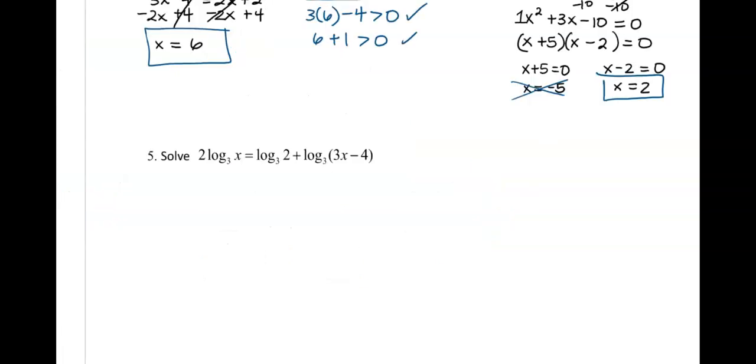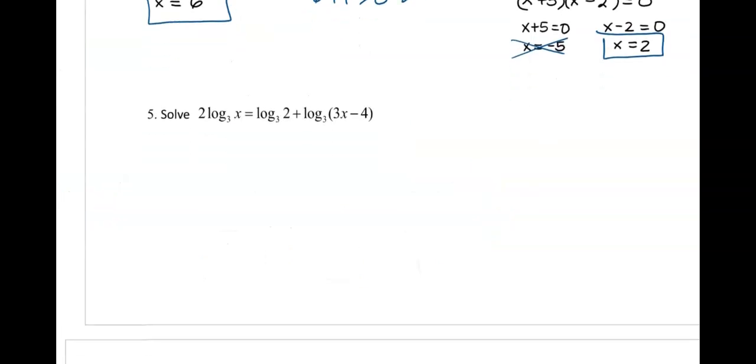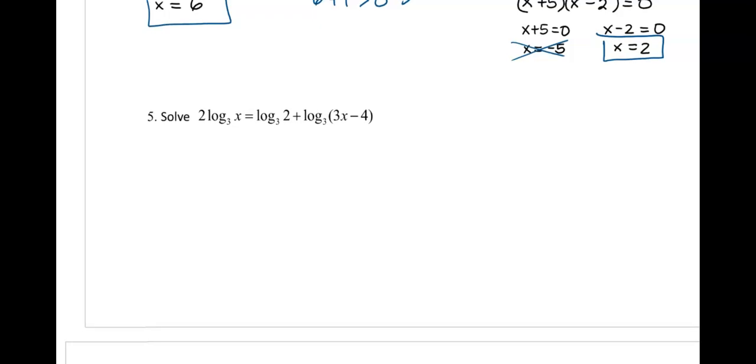Moving on to our last example on this page, again, we have more than one logarithm on one side of the equation. On that right side of the equation, the logarithms are again joined by addition, which implies that we will use the product rule to combine those two logarithms into a single log. So we will have log base 3, and on the inside we will have 2 multiplied by 3x minus 4.